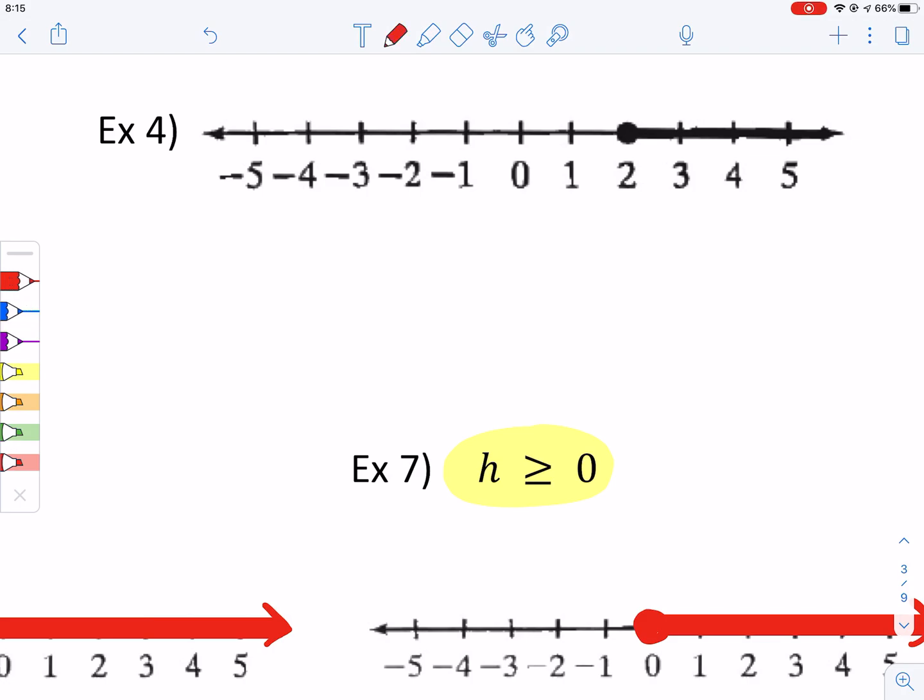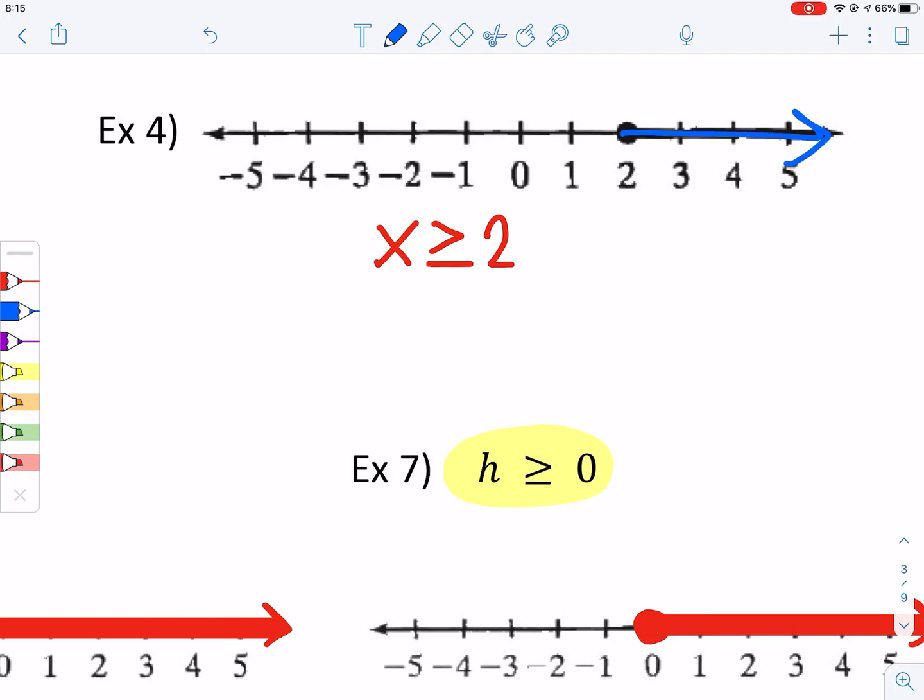Okay, so when you do number 4, again, start with your letter. And then I can see that this is colored in, so I know it's going to have an equal to with it because it could be equal to. When it's colored in, it means it could be equal to 2. So here's my 2. And then if you look at what's being shaded, they're shading all numbers that are bigger than 2. So greater than or equal to 2. Use your arrow to double check.